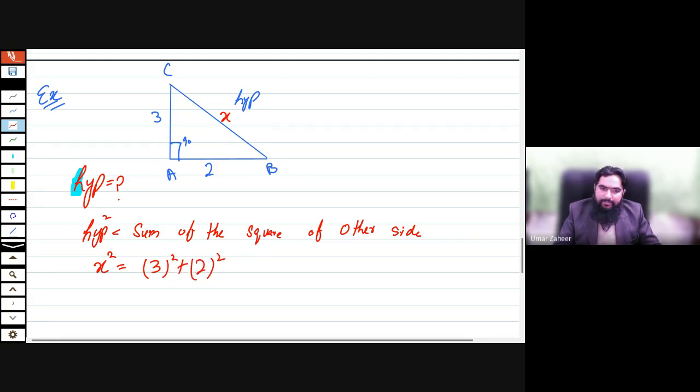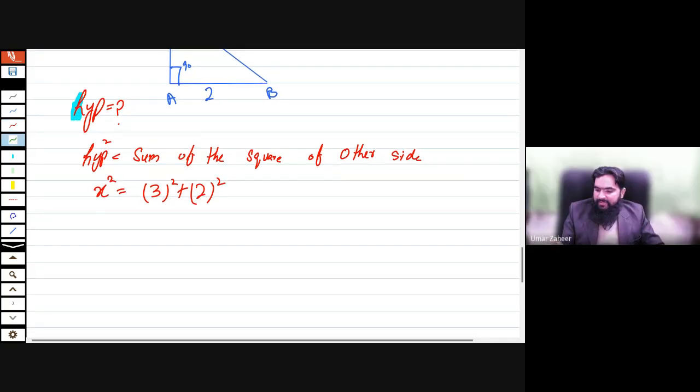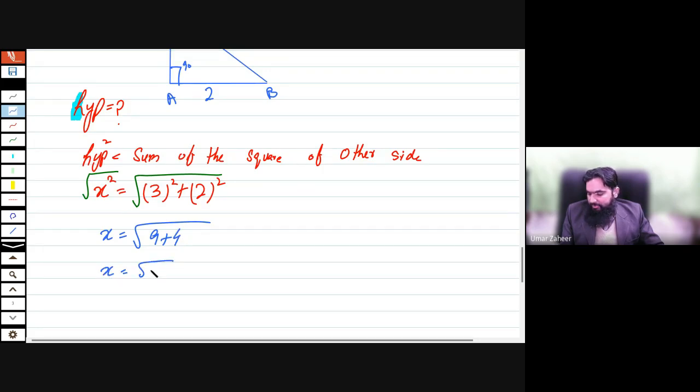Is everyone clear? Now we have to find the value of x. We use the concept of making x the subject. There is a square on x, and I just want to remove it, so I take the square root on both sides. So x is equal to the square root of 3 square, which is 9, plus 2 square, which is 4. So we get x is equal to square root 13. Is everyone clear?